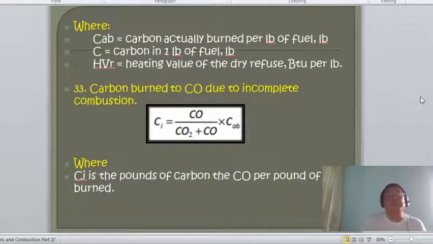Another is carbon burned to carbon monoxide due to incomplete combustion. So, we have here the carbon burned is equal to CO divided by CO2 plus CO multiplied by carbon actually burned. So, it is imperative, class, that the formulas involved in combustion are very important.